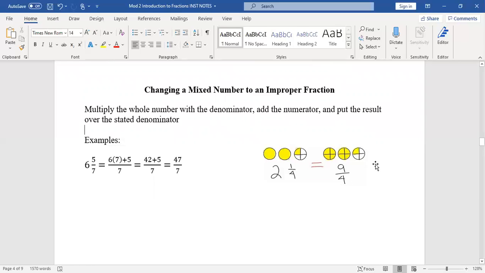Improper fractions can be represented as pictures. If I have two wholes, it's like two whole pizzas and 1/4 of a piece. That's 2 and 1/4. I can make that into an improper fraction by taking the 2 times the 4, which is 8, plus the 1, which is 9, over the existing denominator, which is 4. So I basically have 9 slices of 1/4 pieces.